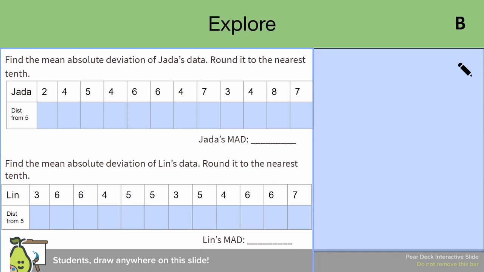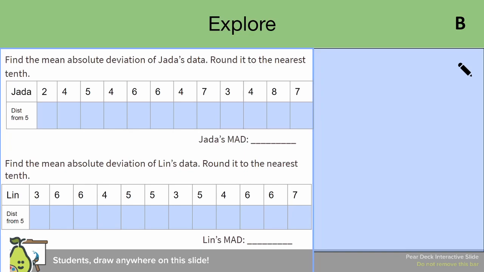Then it says find the absolute deviation of Lynn's data, rounded to the nearest tenth. Lynn's numbers are 3, 6, 6, 4, 5, 5, 3, 5, 4, 6, 6, 7. Distance from 5, and then it ends with Lynn's MAD. What could that mean? Please pause the video and let me know. What do you think distance from 5 represents? And what do you think Jada's MAD stands for and Lynn's MAD stands for?